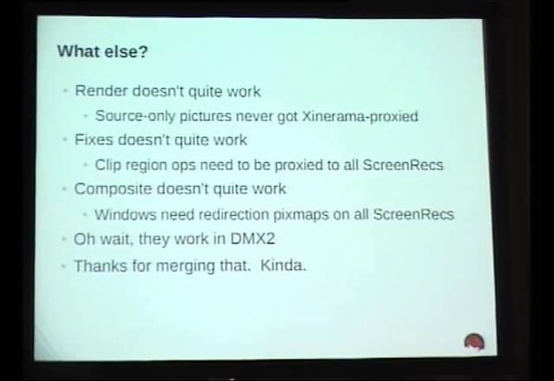The fixes extension doesn't quite work. When you define a clipping region in a graphics context, the clip region needs to get replicated to the graphics context on every backend screen, and it doesn't. Composite doesn't work either, because the way composite works is every window, instead of having this one shared buffer for storage, gets its own pixmap, and then a compositing manager pulls bits out of that later and draws them somehow. To do that, you need to create the backing pixmap on every screen rec, because we are instantiating it everywhere. Except in DMX2, this all actually does work.